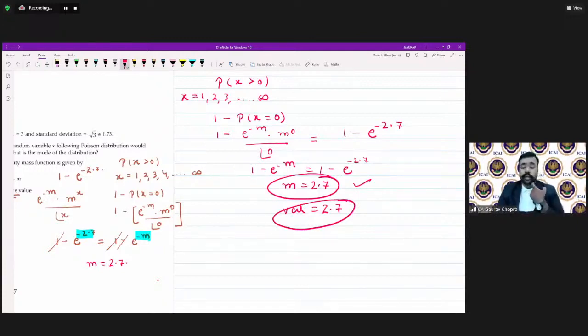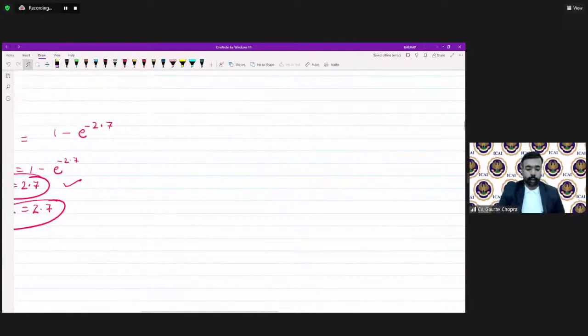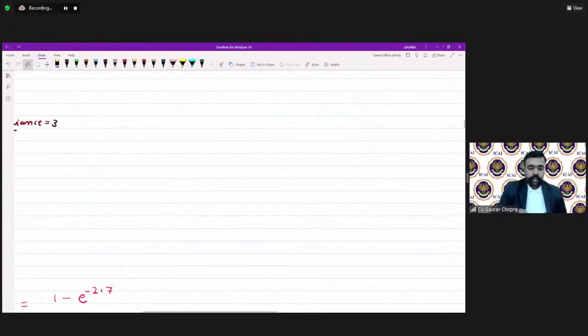All right. Now, how to calculate the mode here? For calculation of the mode, there is a formula similar to what we discussed in binomial. So we write here: calculation of mode.